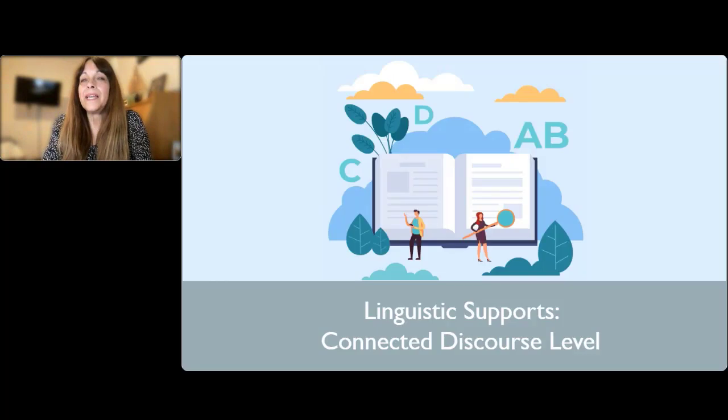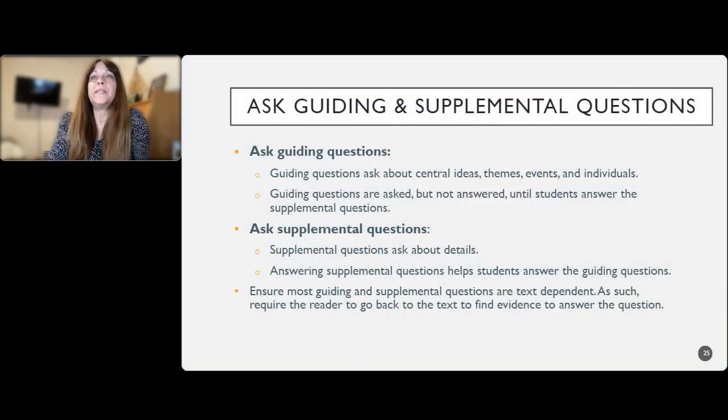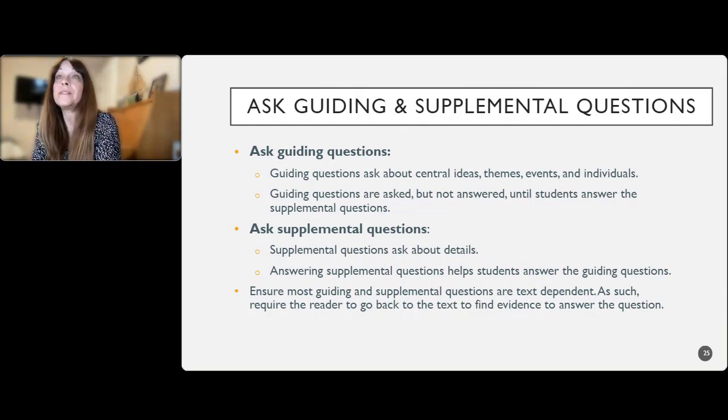Now, let's take a look at linguistic supports, all right? And let's examine how we go beyond the word and sentence level of language and focus more on the whole text, the discourse level. One way to enhance comprehension at the discourse level is to ask guiding and supplemental questions. So guiding questions ask about central ideas, while supplemental questions ask about details.